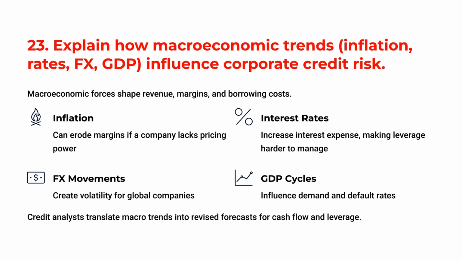Explain how macroeconomic trends, inflation, rates, FX, GDP, influence corporate credit risk. Macroeconomic forces shape revenue, margins, and borrowing costs. Inflation can erode margins if a company lacks pricing power. Higher interest rates increase interest expense, making leverage harder to manage. FX movements create volatility for global companies. GDP cycles influence demand and default rates. Credit analysts translate macro trends into revised forecasts for cash flow and leverage.